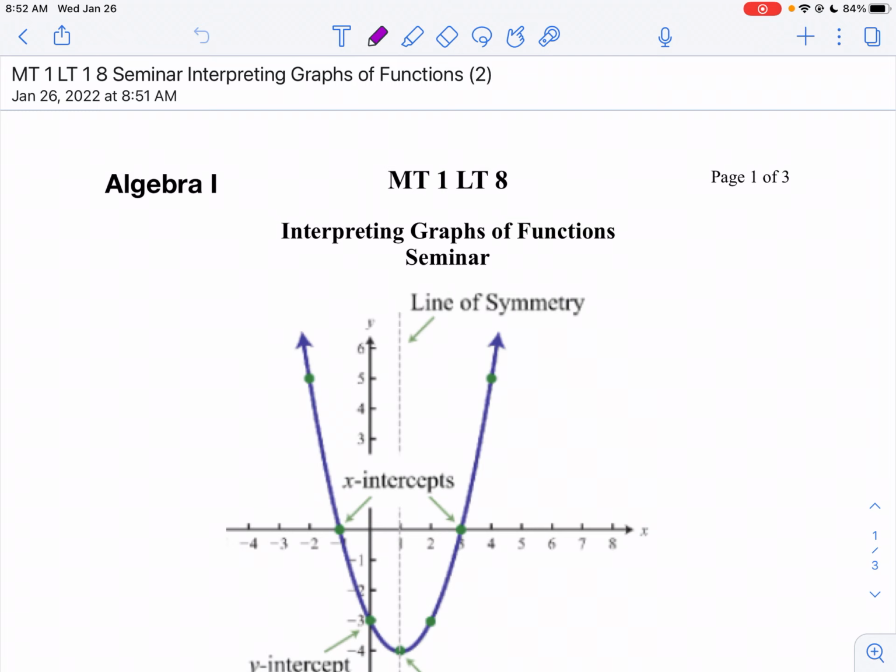Some vocabulary we're going to come across are intercept, x and y intercept, line of symmetry, positive, negative, increasing, decreasing, extrema, relative, maxima, minima, and behavior. A lot of vocabulary here because we're just describing.